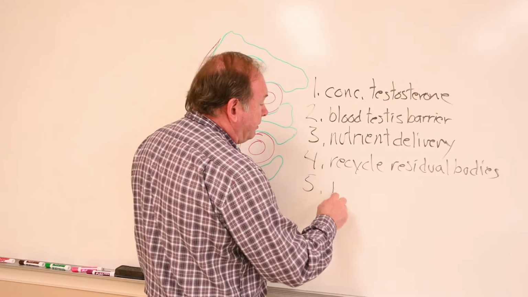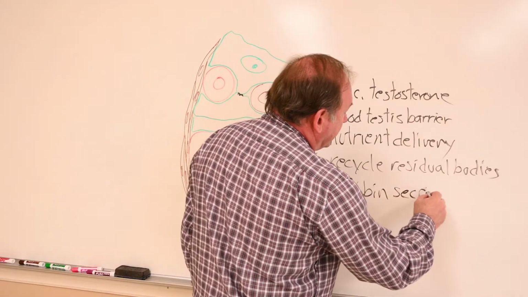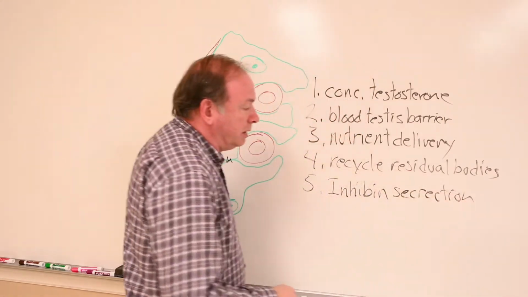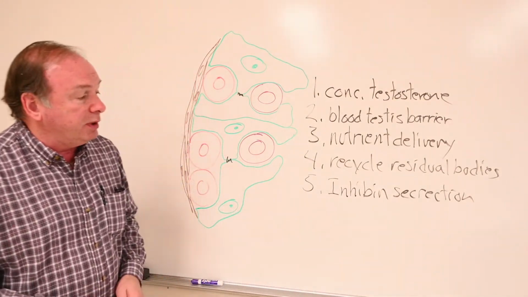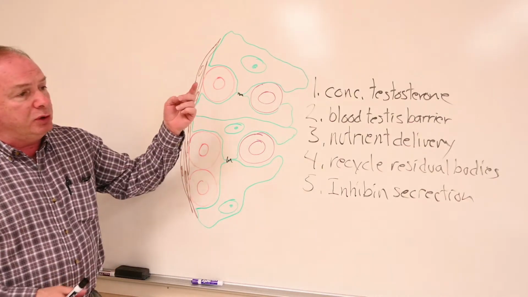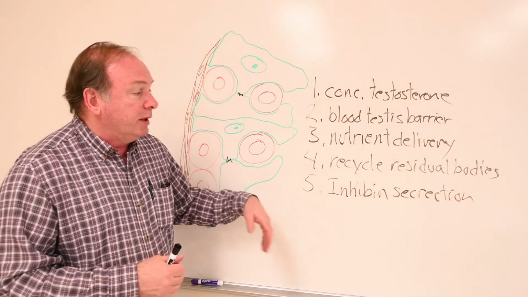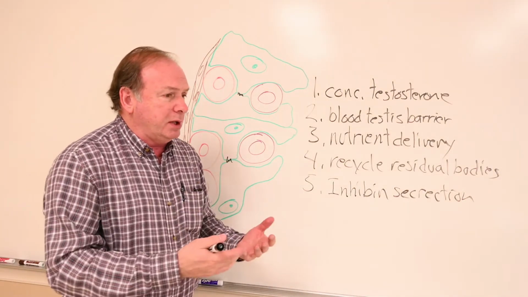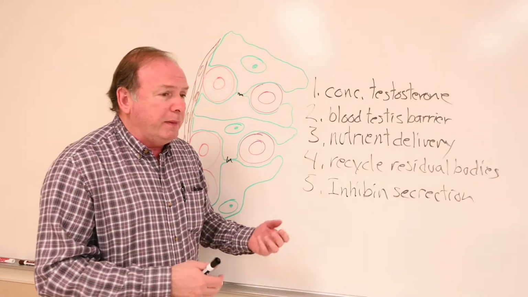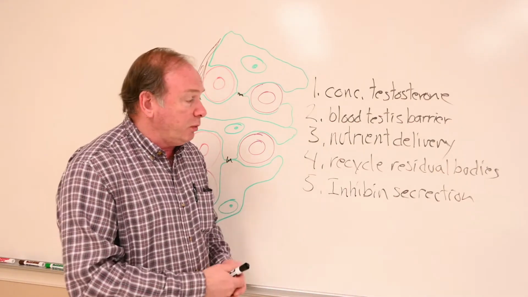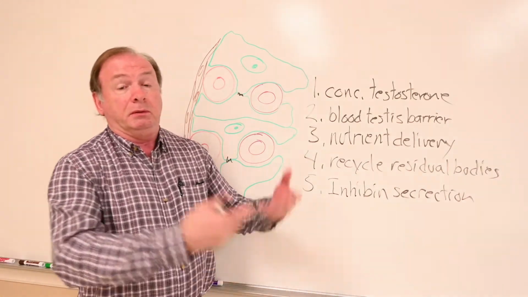Number 5, inhibin secretion. Inhibin is a hormone, and it sounds a little like inhibit, and its function is an inhibitory function so that it feeds back to the brain locations and pituitary gland to inhibit the secretion of follicle-stimulating hormone and luteinizing hormone from the pituitary that causes more testosterone release.